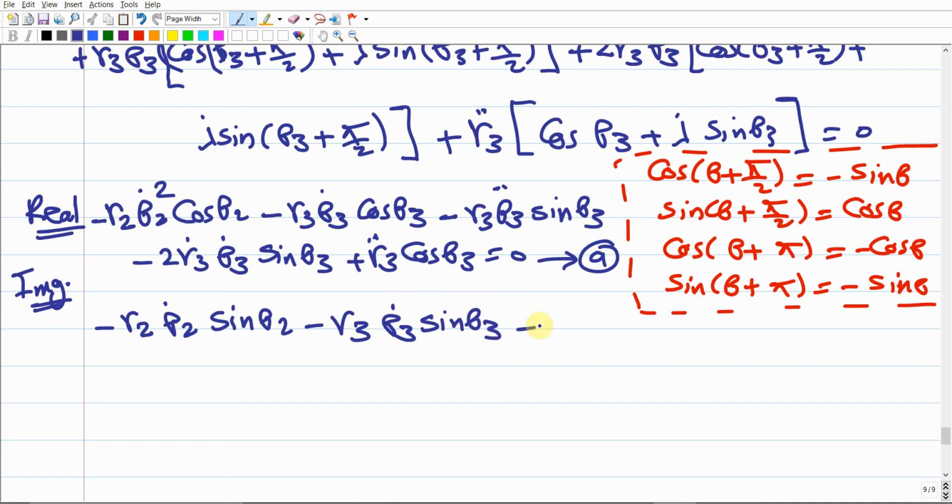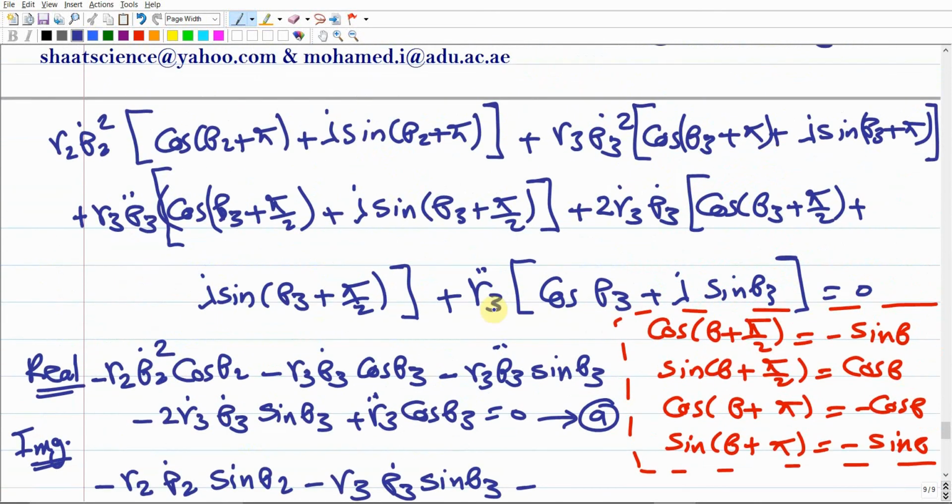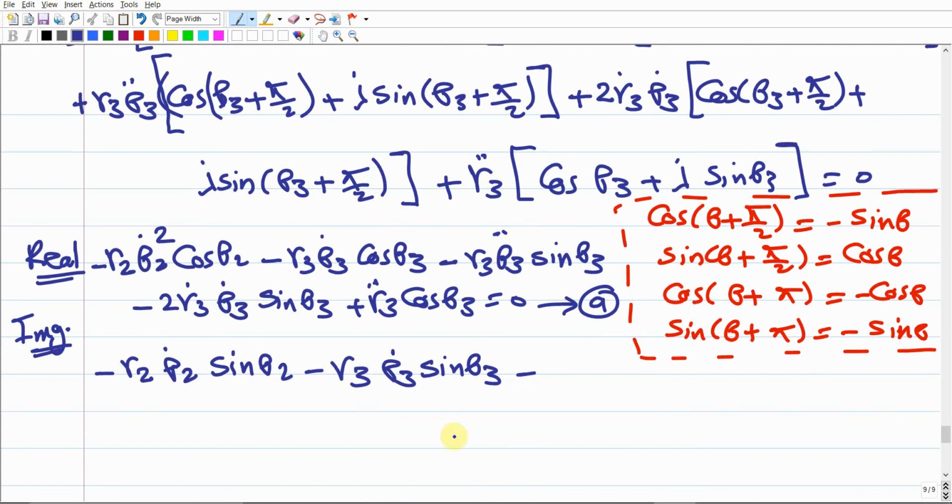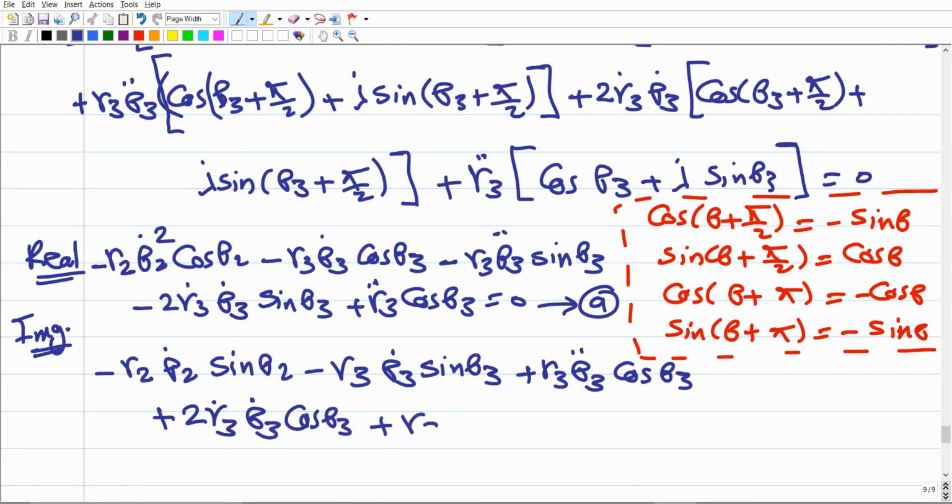Then the negative of r, because this term r3 double dot has theta, so it's gonna be positive cosine. It will be positive r3 theta 3 double dot the cosine of theta 3, plus this term will be the negative 2r3 dot theta 3 dot, this should be positive cosine theta 3, and this is gonna give us the positive r3 double dot the sine theta 3 equals 0, and this is gonna give us the second equation.